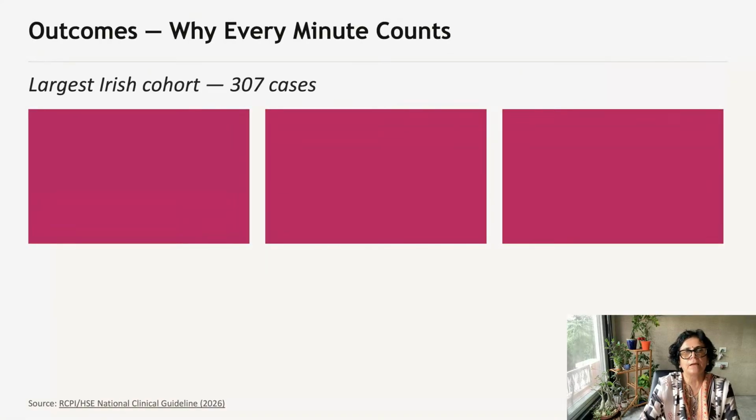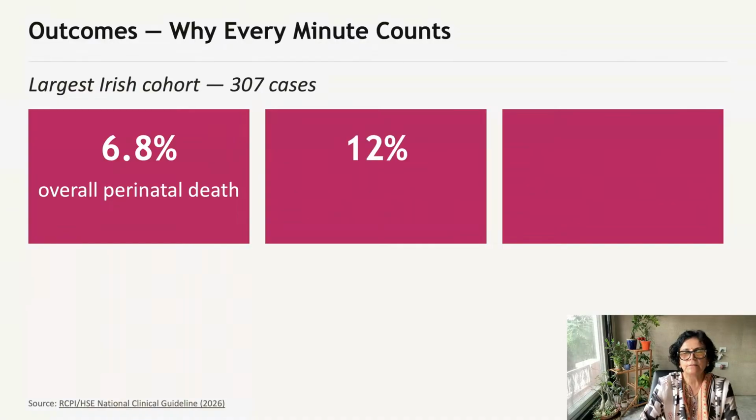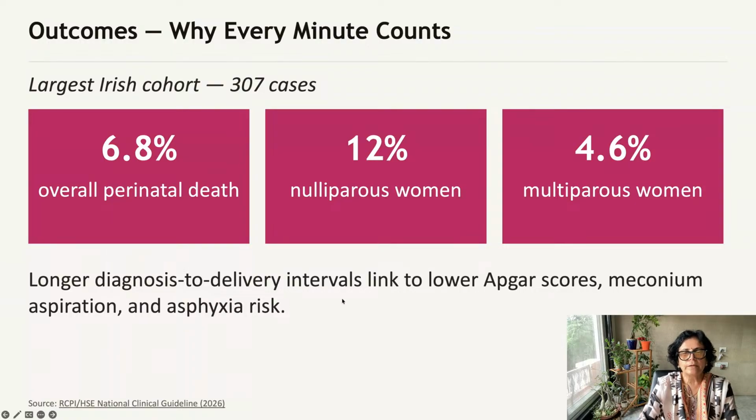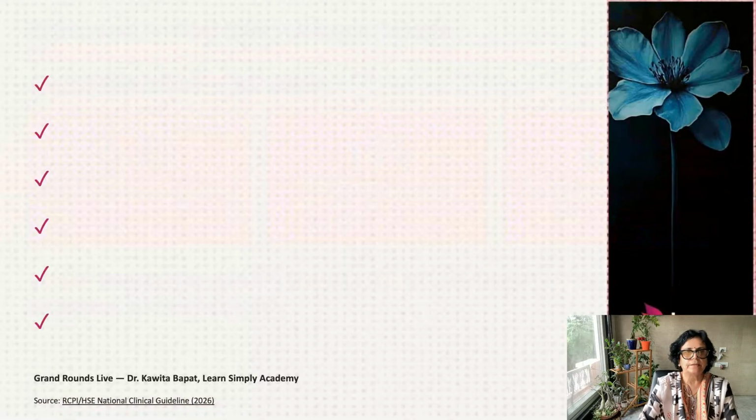Outcome: why every minute counts. This is the largest Irish cohort study, of 307 cases. Perinatal death was 6.8%: 12% in nulliparous women and 4.6% in multiparous women. The longer the diagnosis-to-delivery interval, the lower the Apgar scores, with more meconium aspiration and special care admissions.